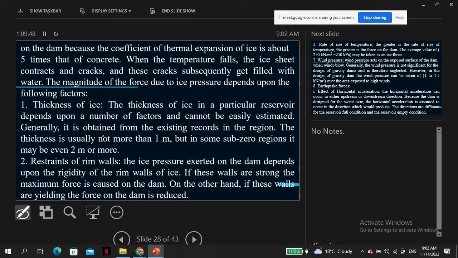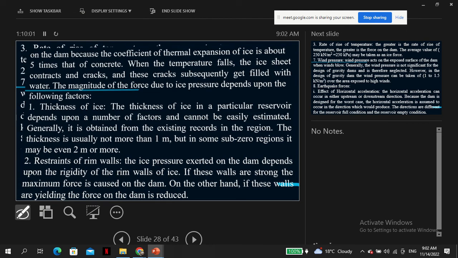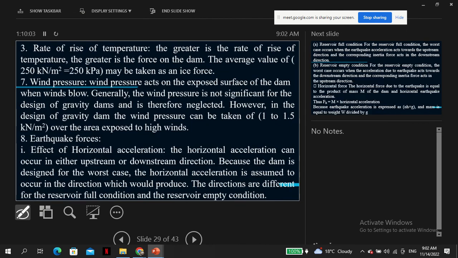So, the resistance of rim walls. The ice pressure exerted on the dam depends upon the rigidity of the rim walls of ice. If these walls are strong, the maximum force is caused on the dam. On the other hand, if these walls are yielding, the force on the dam is reduced. And some of these are quite difficult to estimate, in fact.